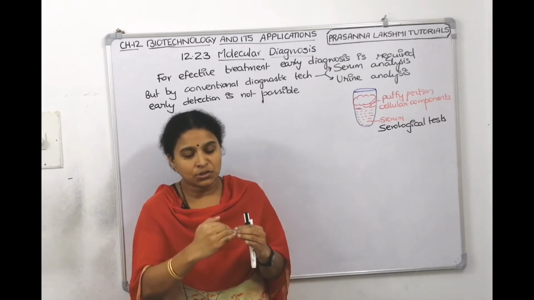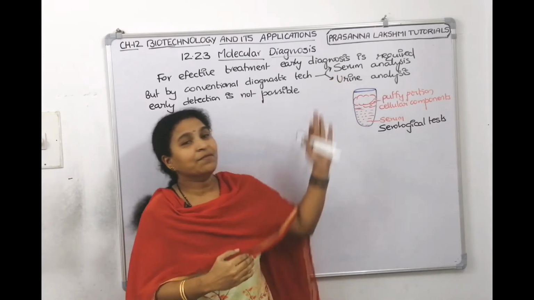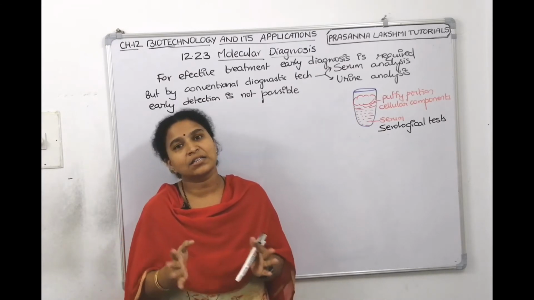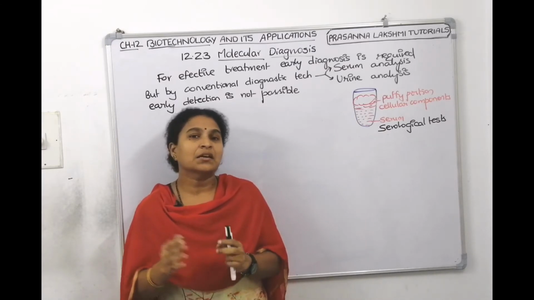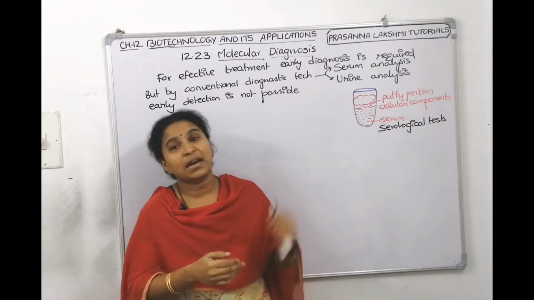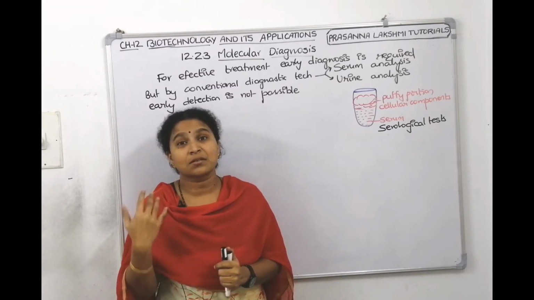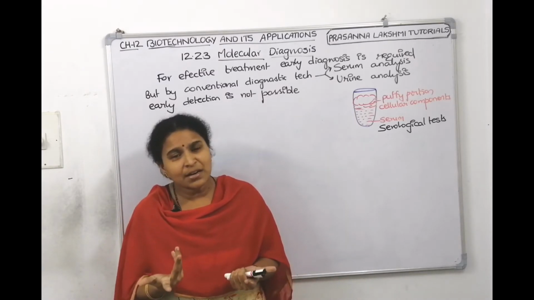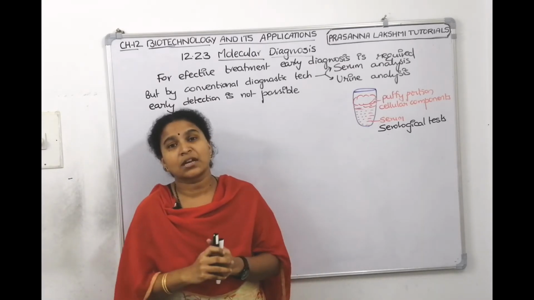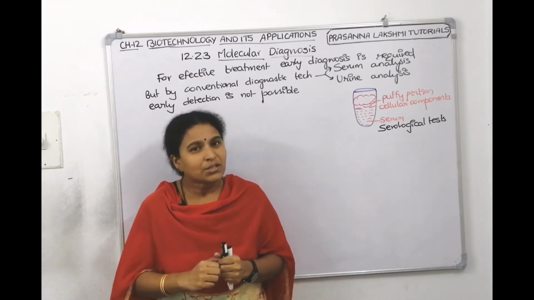If the pathogen concentration in the body or in the blood rises to a certain level, then conventional techniques can be done. Then we can do the test and we will get the report. So by the time that concentration builds up in your body, by the time you do serum analysis and urine analysis, the concentration of the pathogen in our body becomes more. Then that's not early diagnosis, right? If we want to do conventional diagnostic techniques, the concentration of the pathogen should build up this much in our body.